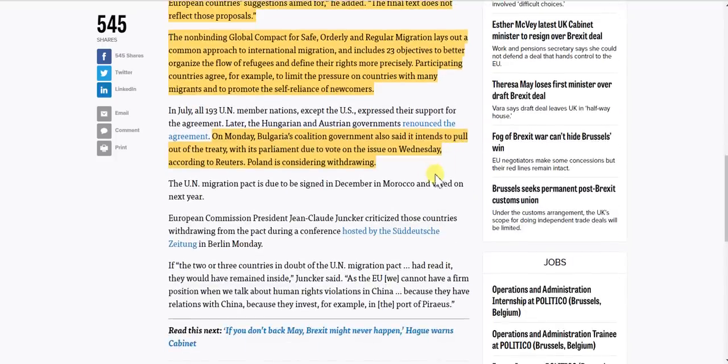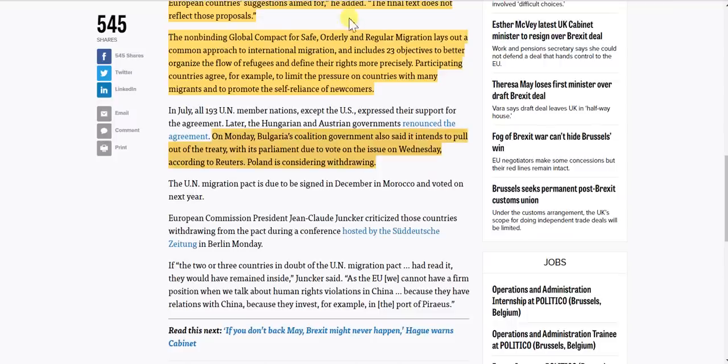The non-binding Global Compact for Safe, Orderly, and Regular Migration lays out a common approach to international migration and includes 23 objectives to better organize the flow of refugees and define their rights more precisely. Participating countries, for example, limit the pressure on countries with many migrants and promote the self-reliance of newcomers. In July, all 193 UN member nations, except the US, expressed their support for the agreement. Later, the Hungarian and Austrian governments renounced the agreement. On Monday, Bulgaria's coalition government also said it intends to pull out of the treaty, with its parliament due to vote on the issue on Wednesday, according to Reuters.